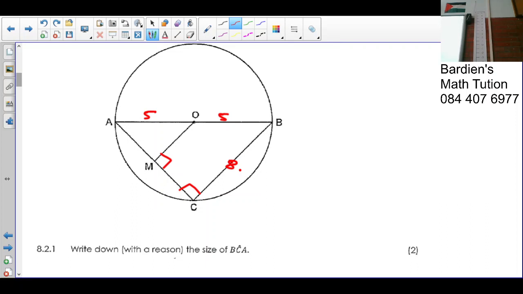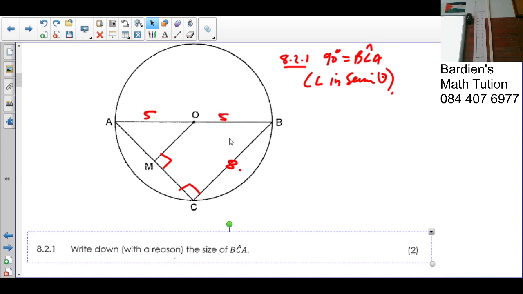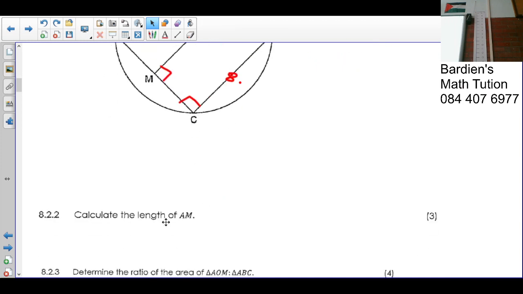Why is BCA 90? Angle in a semicircle. People, this has come to second nature to you guys. Aren't you writing paper two in 2 days' time? Yeah. So? Giving me a shock.